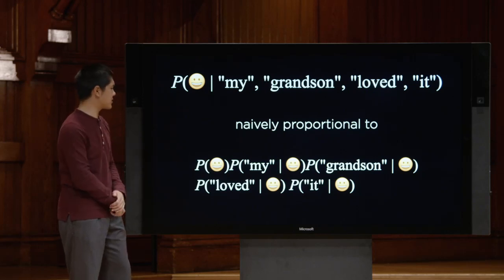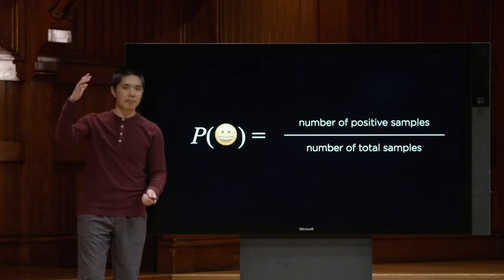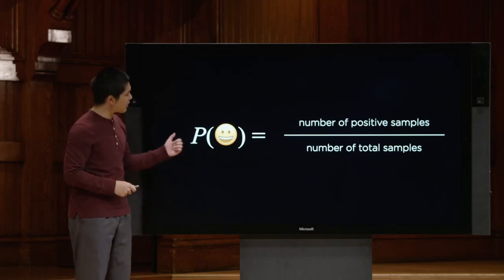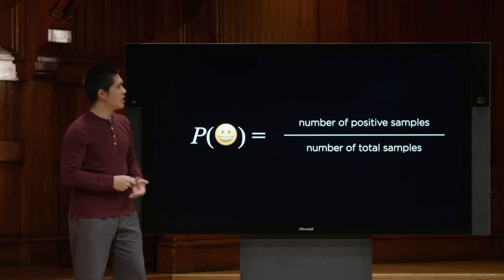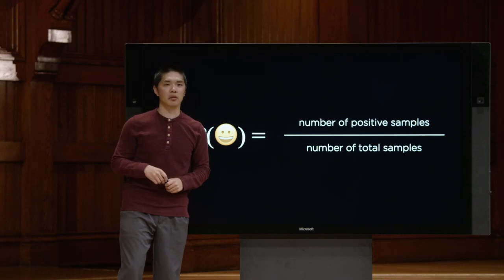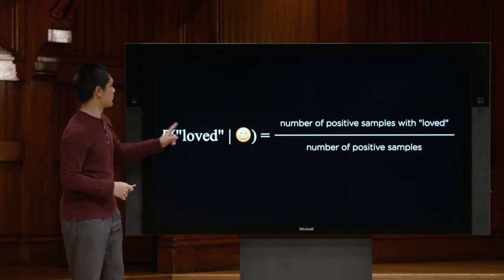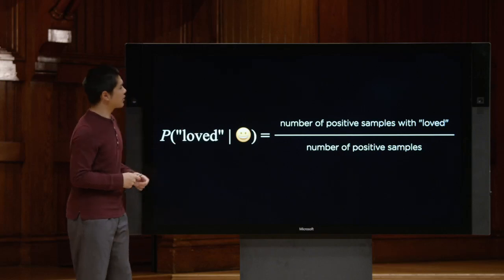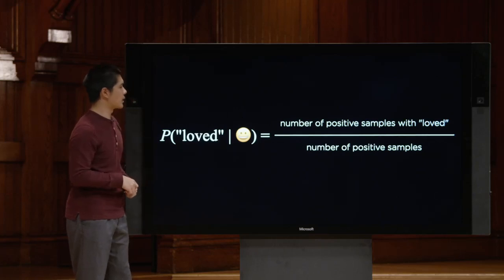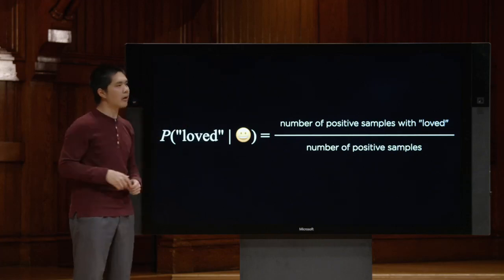So how are we going to estimate the probability that the review is positive? Well, if we have some training data, some example reviews where each one has already been labeled as positive or negative, then we can estimate the probability that a review is positive just by counting the number of positive samples and dividing by the total number of samples in our training data. And for the conditional probabilities, the probability of loved, given that it's positive, that's going to be the number of positive samples with loved in it divided by the total number of positive samples. So let's take a look at an actual example to see how we could try to calculate these values.